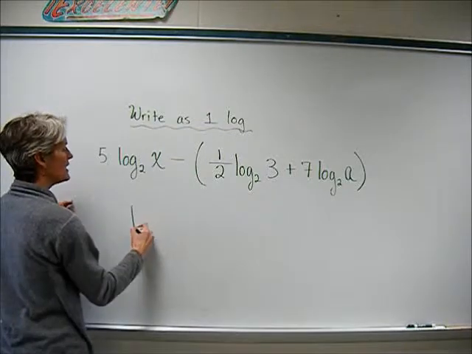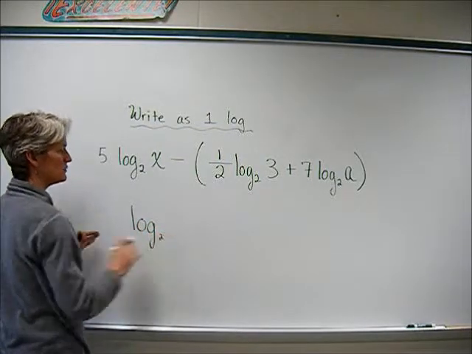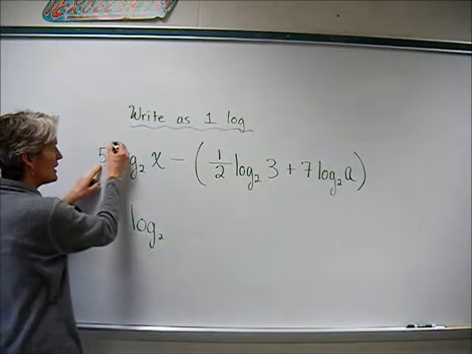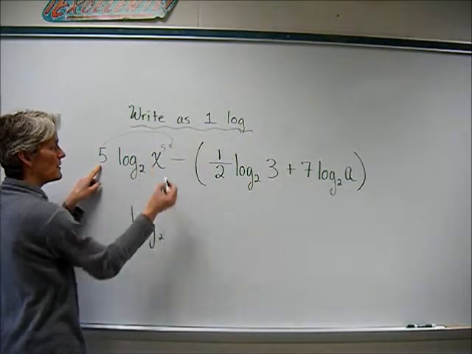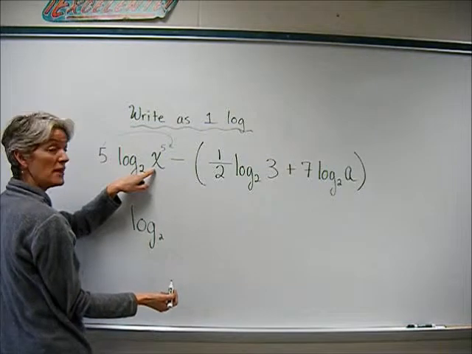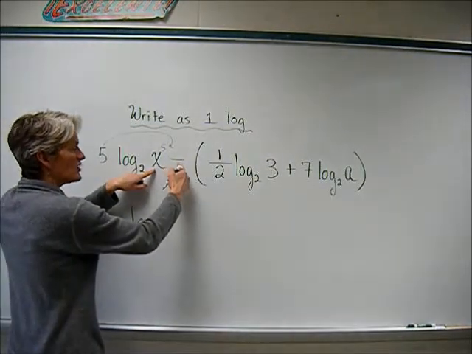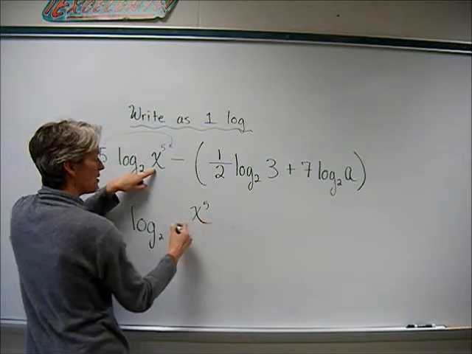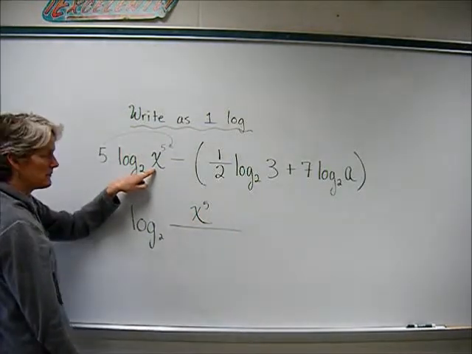All right, so I want one big log base 2. Okay? So here we go. This little guy right here would become an exponent. That's going to be x to the 5th. My subtraction is going to set me up to divide, so I'm going to put the x to the 5th up here and be ready to be dividing.